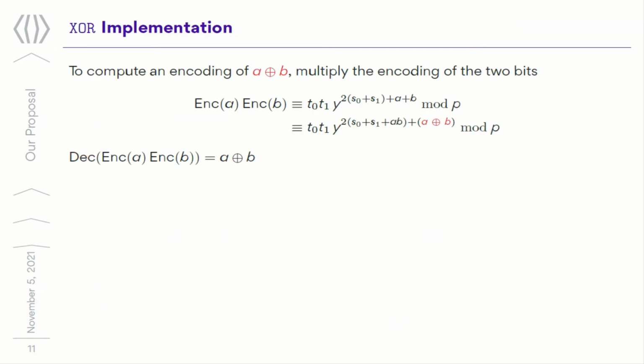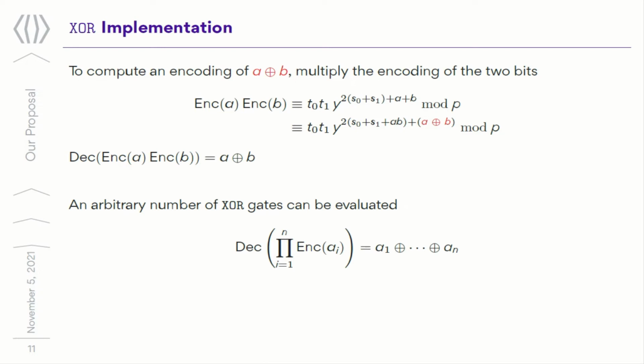To evaluate the XOR gates, it's simple. We just have to multiply the encoding of A with the encoding of B. Indeed, the exponents of Y of A and B will be added. And so, with the addition property, in the least significant bit of the new exponent of Y, we have the XOR between A and B. So it's just a modular multiplication.